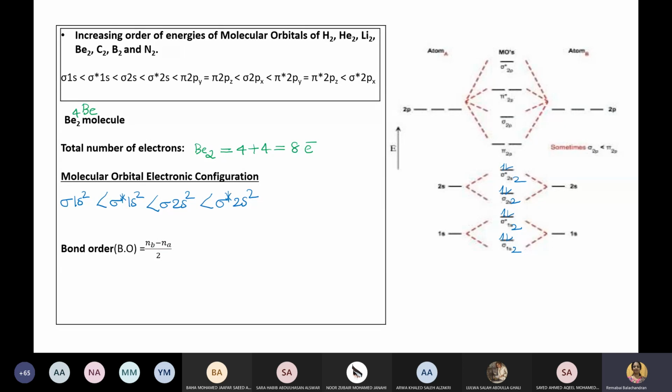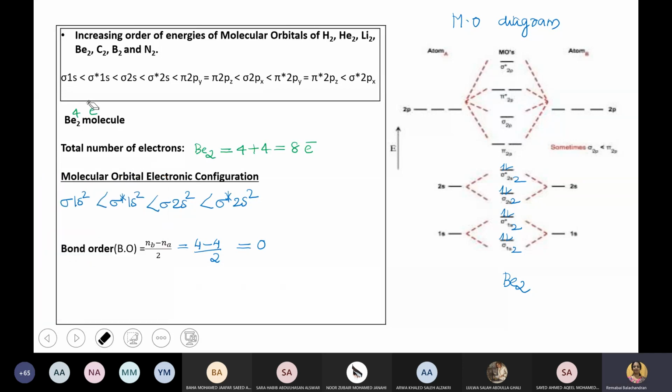Okay, now tell the bond order. 4. (4 minus 4) over 2 is equal to 0. What is the meaning? Yes, Be2 does not exist. Instead, it exists as Be.